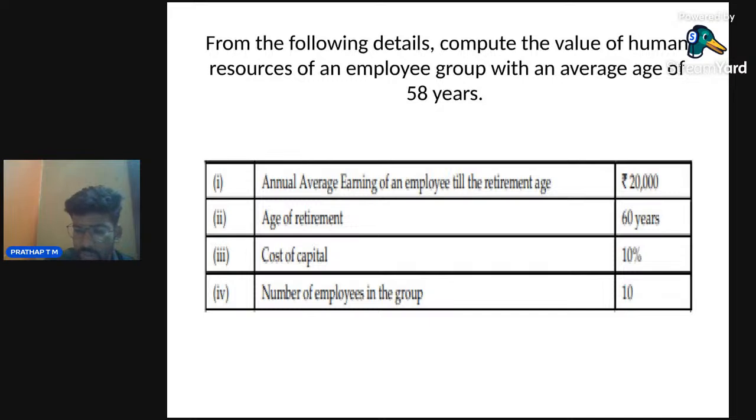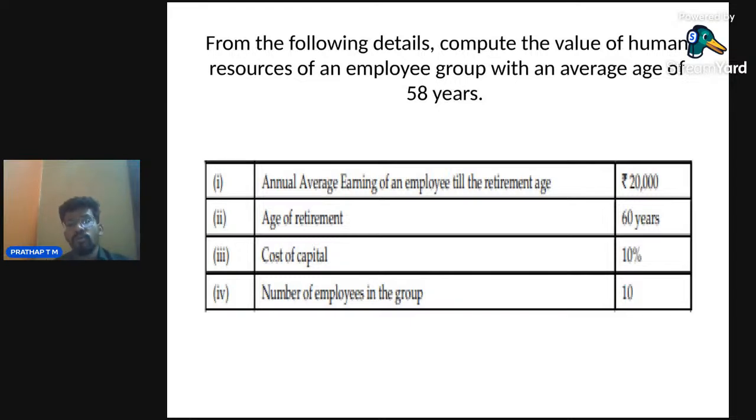Fine. So next it is the same, 20,000 divided by 1.1 is 18,181. What you have to do is add this one. So one employee's value becomes 34,710. So how many employees are there? 10. So multiply by 10, equals 34,710 into 10.